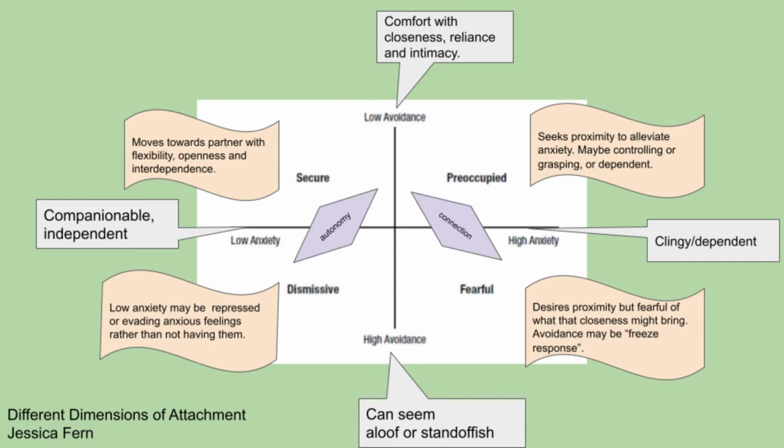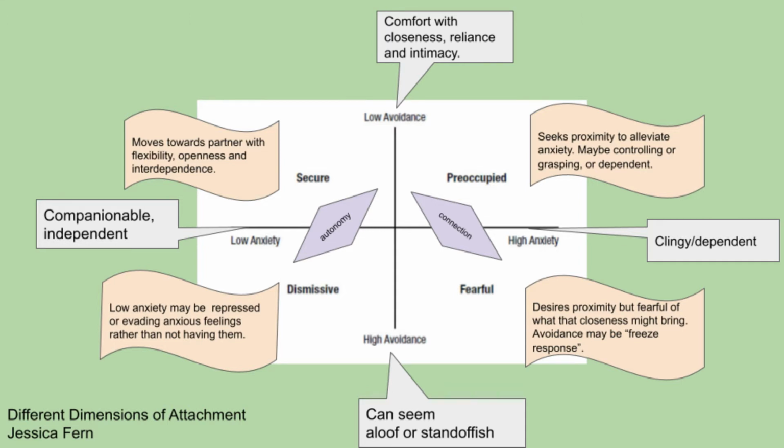On the other quadrant here, we have fearful, where we have high anxiety, high avoidance, and this person may be desiring proximity, but they're fearful of what that closeness might bring, and the avoidance may even be a freeze response. In the preoccupied quadrant, we have low avoidance and high anxiety. So on this high anxiety scale, a person may be clingy or dependent. They may appear this way. So the preoccupied person with low avoidance, high anxiety will seek proximity to alleviate that anxiety, but it may feel controlling or grasping or dependent.